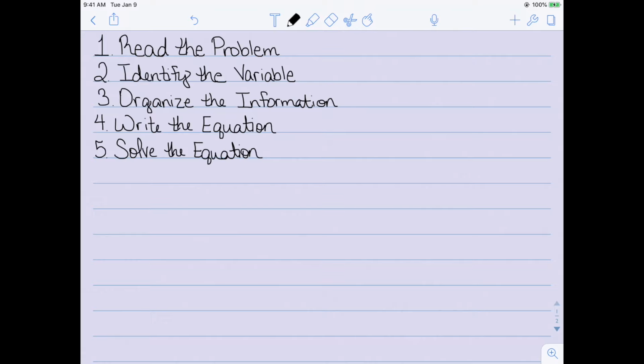So the last step is to solve the problem. So solve the equation that you found in step 4 and then check the answer. Make sure it makes sense in terms of the problem. And then we can express our answer in terms of the problem. So let's look at a few basic word problems to model these steps.